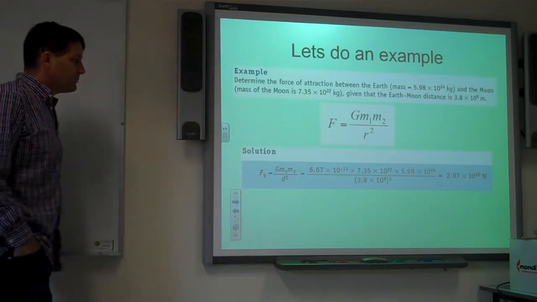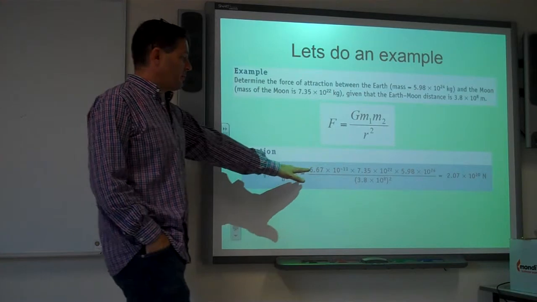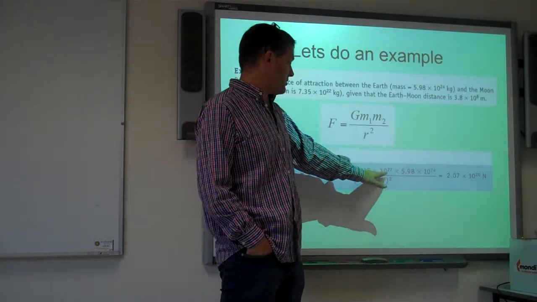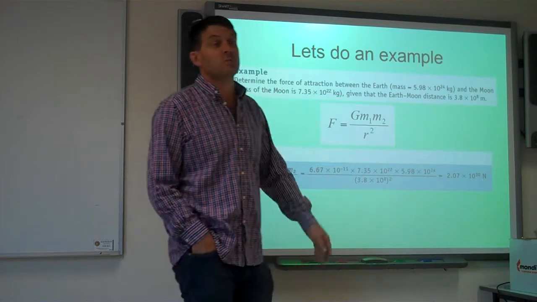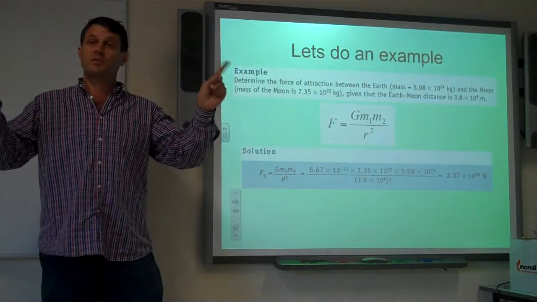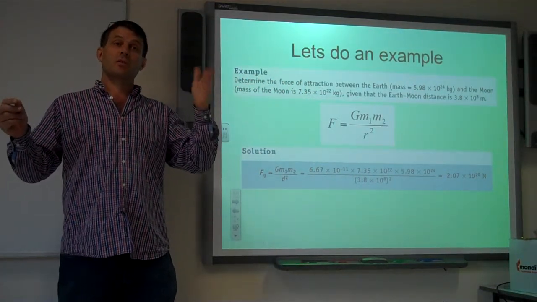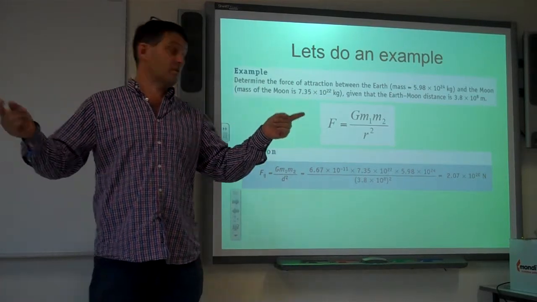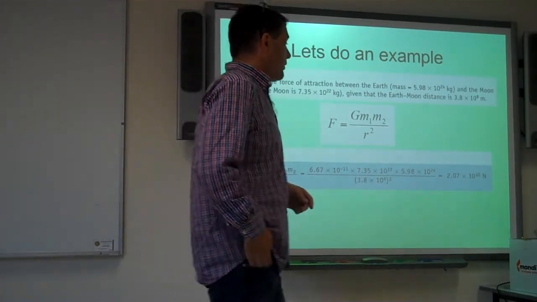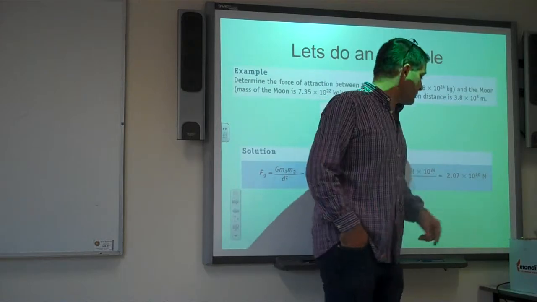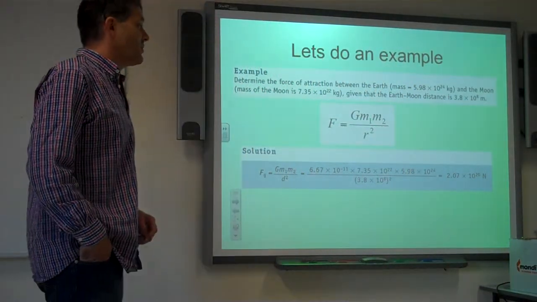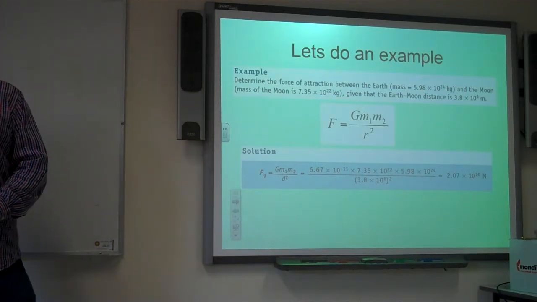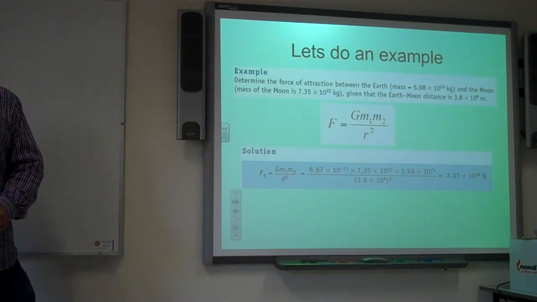And we have 6.67 by 10 to the minus 11 times the mass of the Earth times the mass of the Moon, divided by the square of the distance between the centres of mass of the two objects. Not from surface to surface, but from the centres. And what we find is that there is a force of attraction of 2.07 by 10 to the 20 newtons. And that is an unbalanced force.